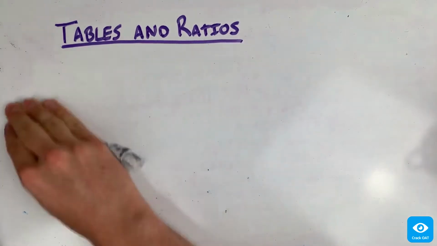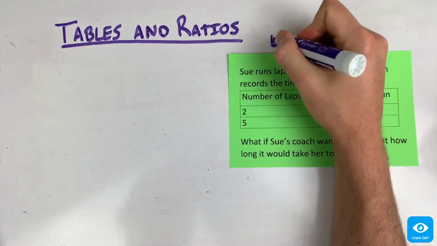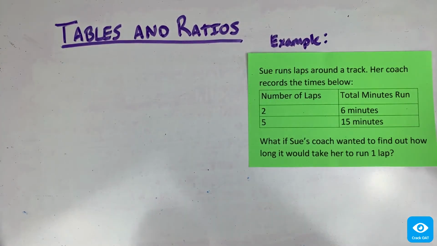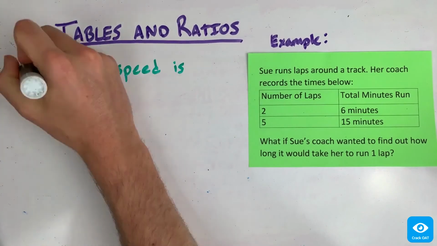So for example, suppose Sue runs laps around a track, while her coach records her number of laps and times in the table below. What if Sue's coach wanted to know how long it would take Sue to run one lap? Assuming her speed remains constant, we already know how to find the unit rate of laps to time.